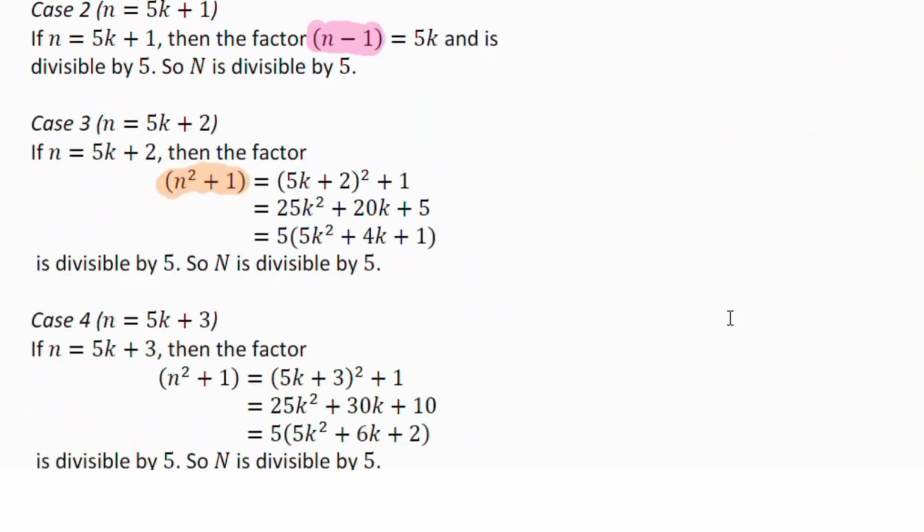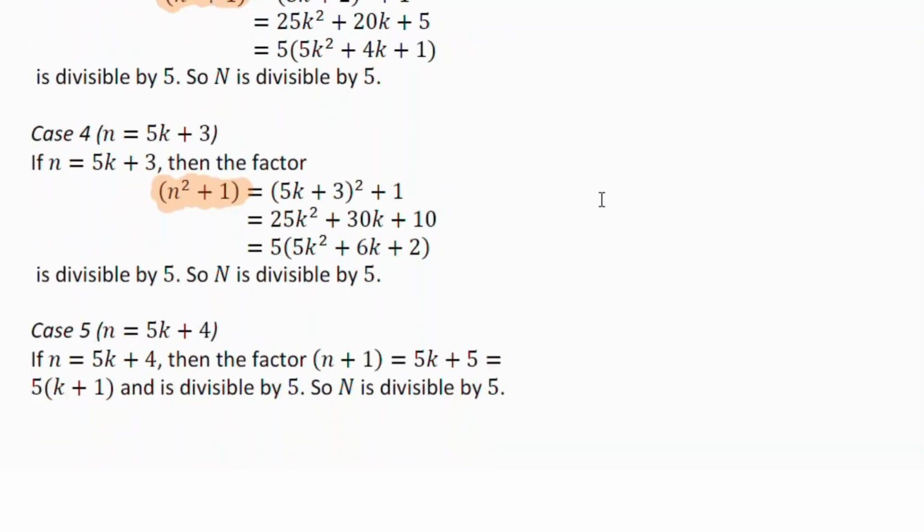In case 4, we have a very similar approach to it here. This is the 5k plus 3 term, but in this case n squared plus 1 also expands to a multiple of 5. So in exactly the same way as case 3, the whole thing must be divisible by 5.